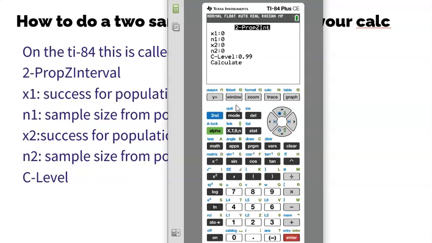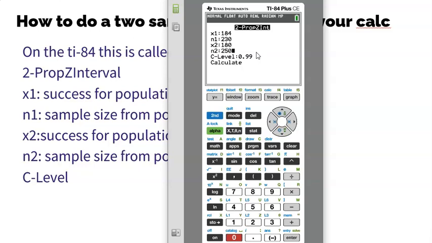And it's going to ask you for a couple things. It's going to ask you for X1, that is the successes for population 1. So that was my girls. There were 184 successes. Then the sample size for population 1, that was my girls, 230. X2 is the successes for the second population, for my boys. That was 180. And then the sample size for that second was 250.